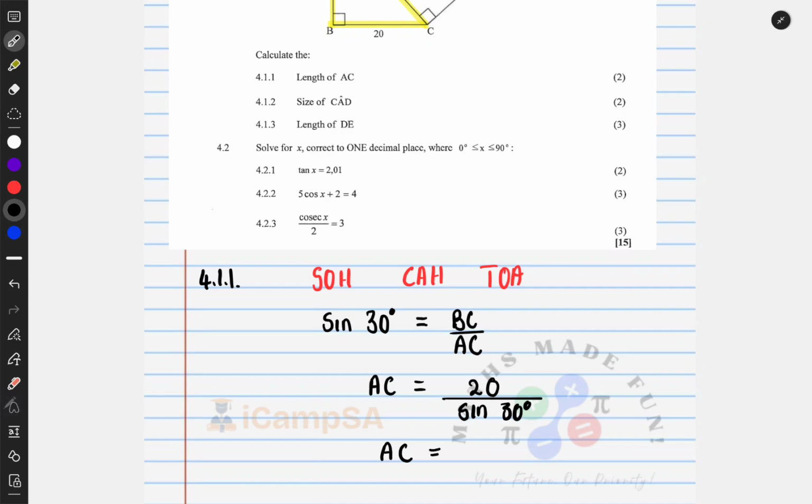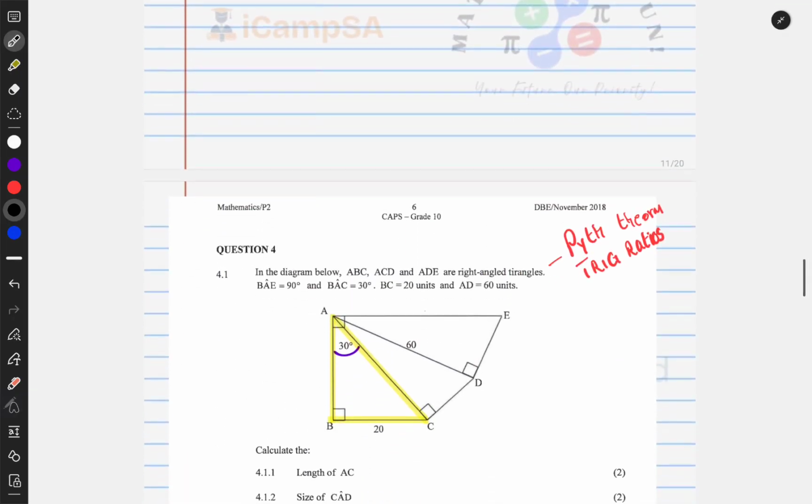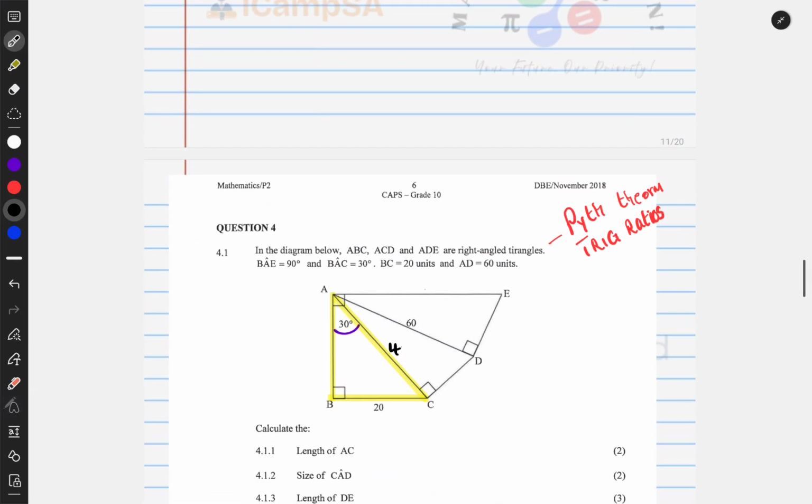Therefore, we can punch this in the calculator, or you can use the special angles, whichever way. 20 divided by sine 30 degrees, we get that AC is equal to 40 units.